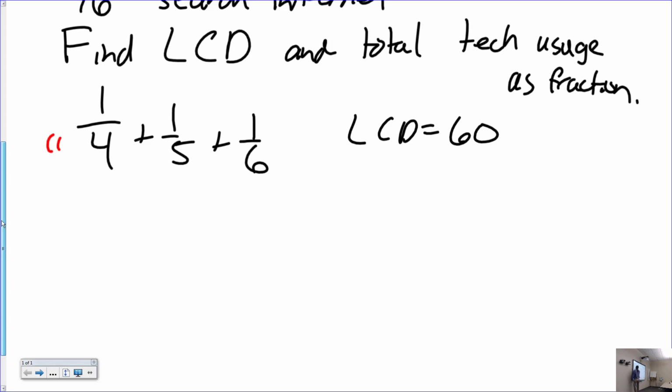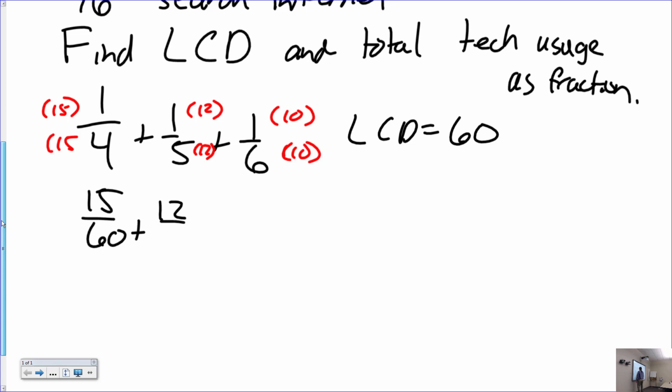It turns to 15 over 60. The other one's 12 over 60. And 10 over 60. And 37 over 60. There you go. 15 sixtieths plus 12 sixtieths plus 10 sixtieths. So 37 sixtieths.